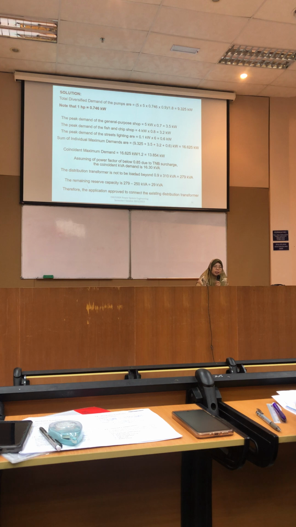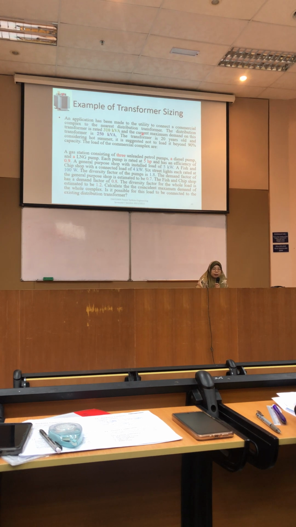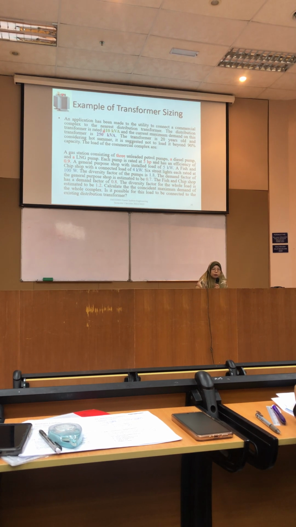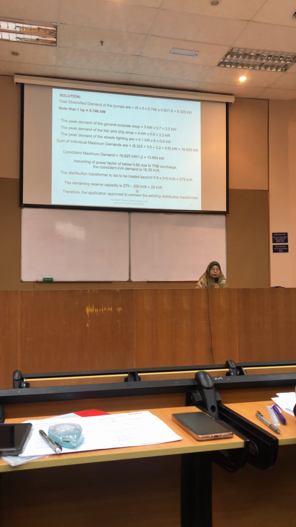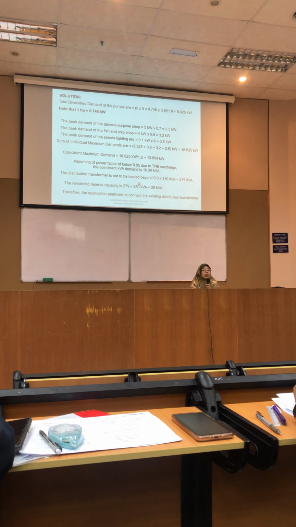So the existing capacity, do you see? The current maximum demand of the transformer is 250. So how much balance do we have? The capacity of the transformer is 279, minus the existing load connected to the transformer. So you have 29 kVA.